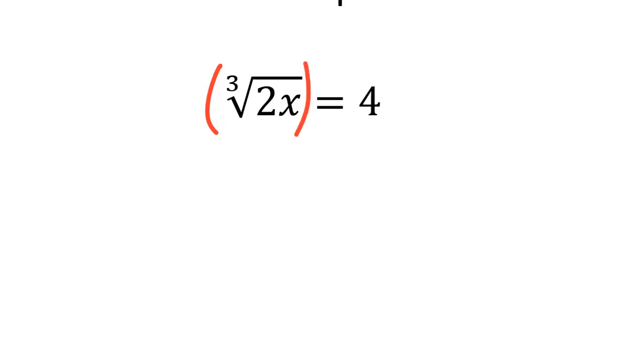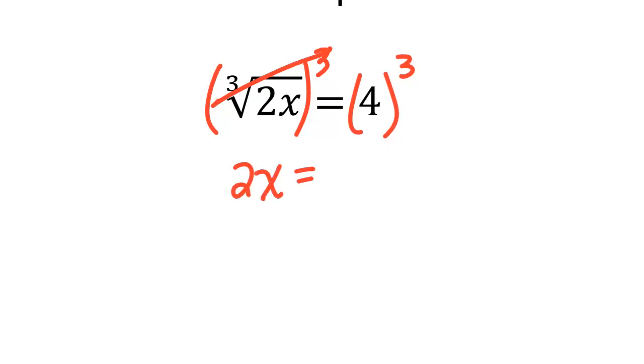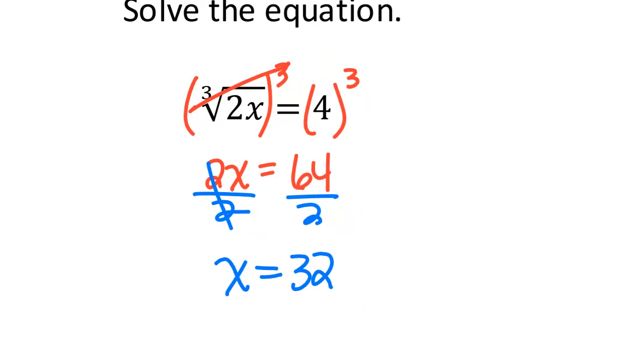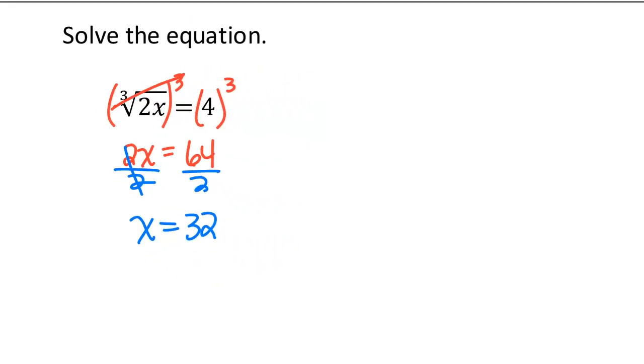Raise it to what power? Third power. We're left with 2x equals, what's 4 to the third power? 64. And then what do we do after? Divide by 2 gives us 32. And then you have to check it because I do have a cube root this time. Anytime you have radicals, you want to check it just in case.